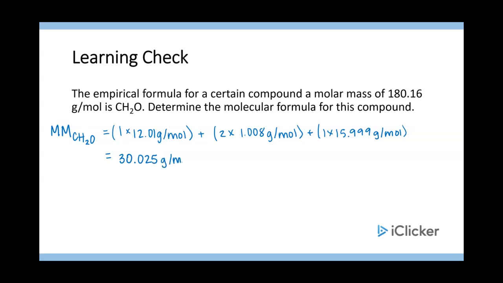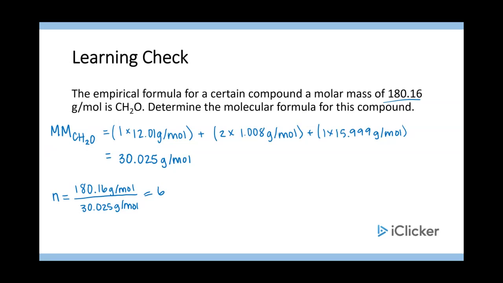So that's our molar mass of the empirical formula, which is not the same as the molar mass of the molecular formula. So now we find the ratio between the two, which we use the letter N to represent. So we use molecular formula molar mass 180.16 grams per mole divided by the empirical molar mass 30.025 grams per mole. And this is approximately 6.